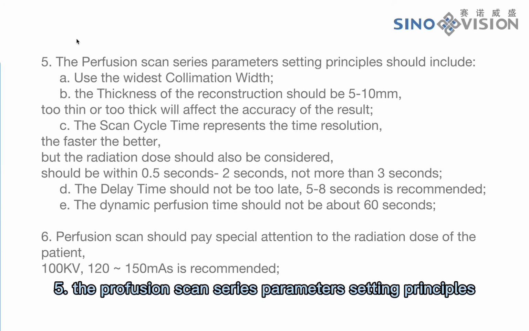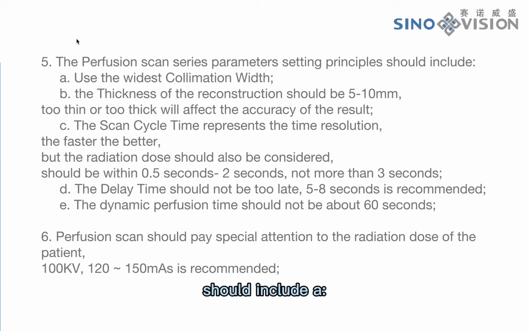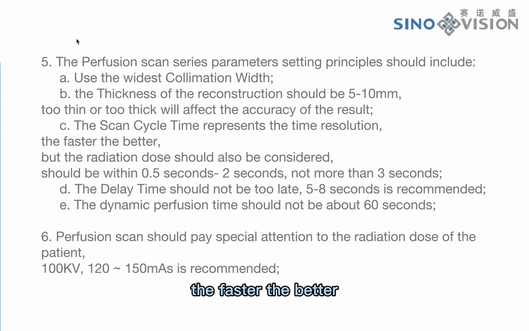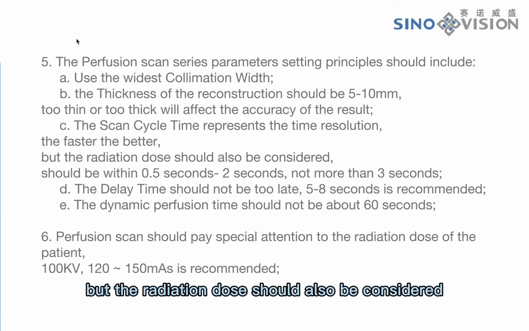5. The perfusion scan series parameters setting principles should include: A. Use the widest collimation width. B. The thickness of the reconstruction should be 5 to 10 mm. Too thin or too thick will affect the accuracy of the result. C. The scan cycle time represents the time resolution. The faster the better, but the radiation dose should also be considered.